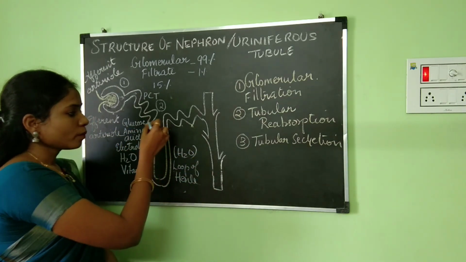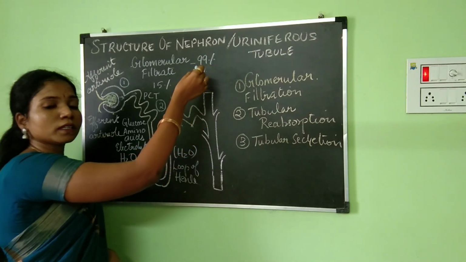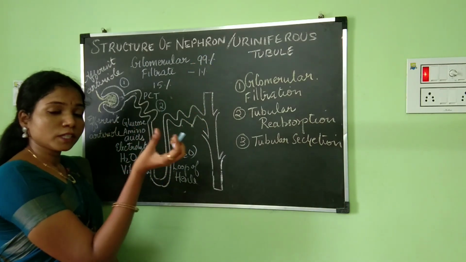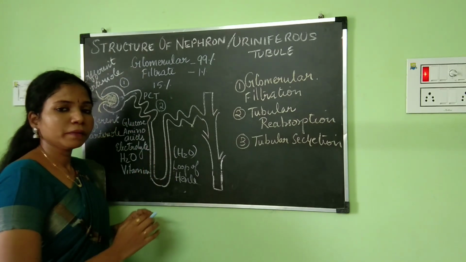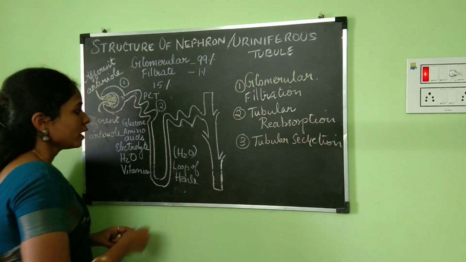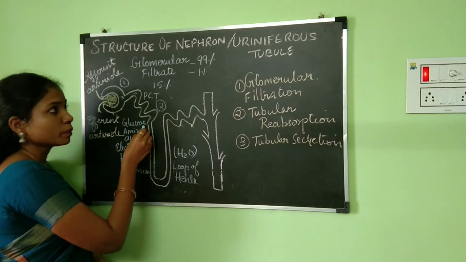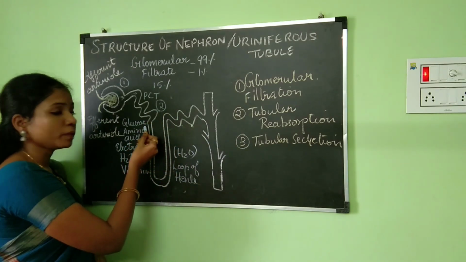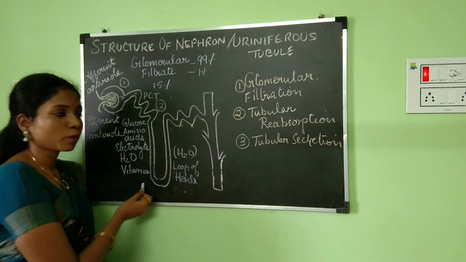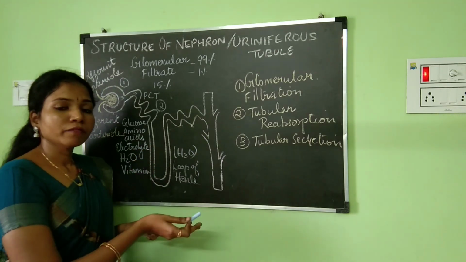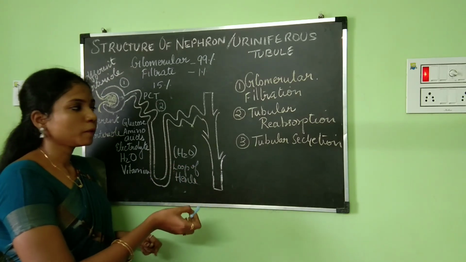Okay, so from the glomerular filtrate, 99% gets reabsorbed, which is the essential substances, and the remaining 1% is going to be eliminated out in the form of urine. And what are the 99% which is going to get reabsorbed? It is going to be the glucose, amino acids, electrolytes, water, and vitamins. Okay, and the remaining waste or the excretory products will be excreted.